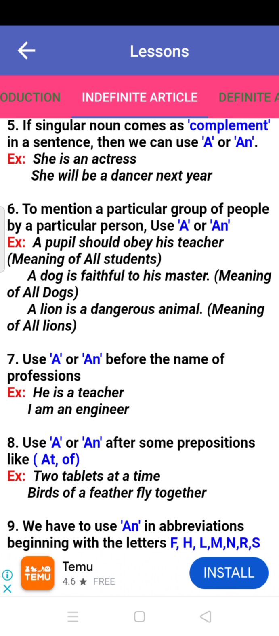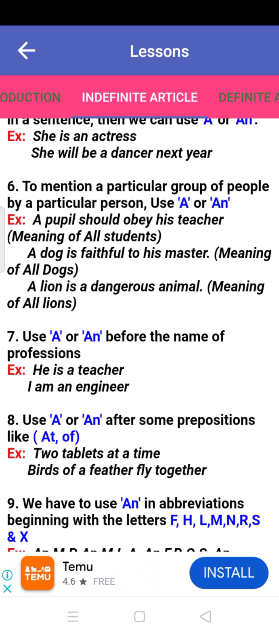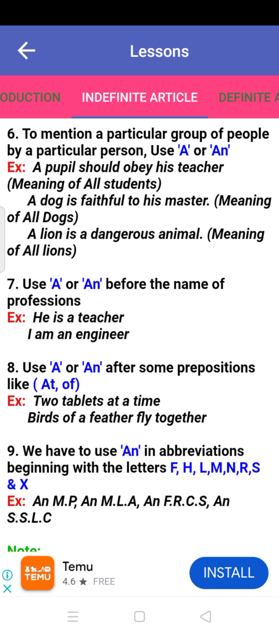To mention a particular group of people by a particular person, use a or an. A pupil should obey his teacher. So it means all students. The next example is: a dog is faithful to his master. So this sentence is referring to all dogs. A lion is a dangerous animal. So it means all lions. It is referring to all lions.